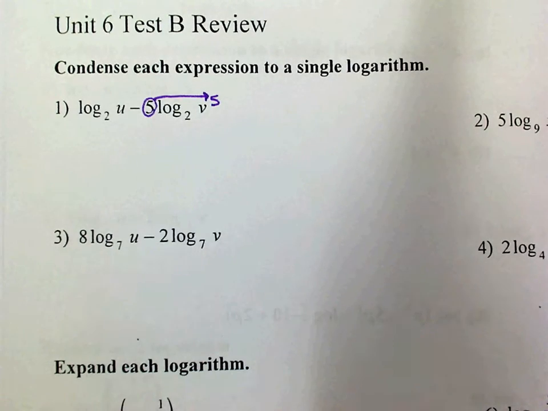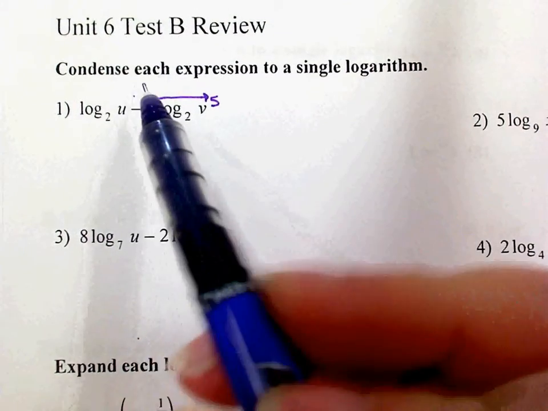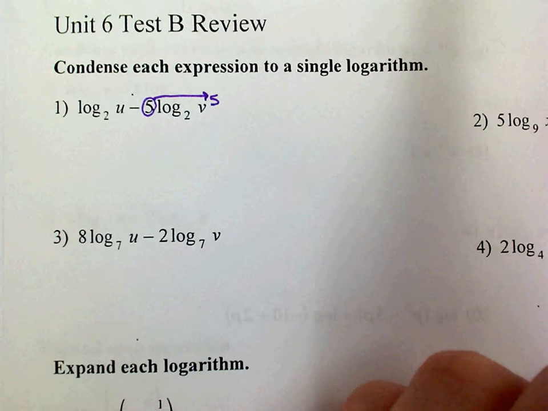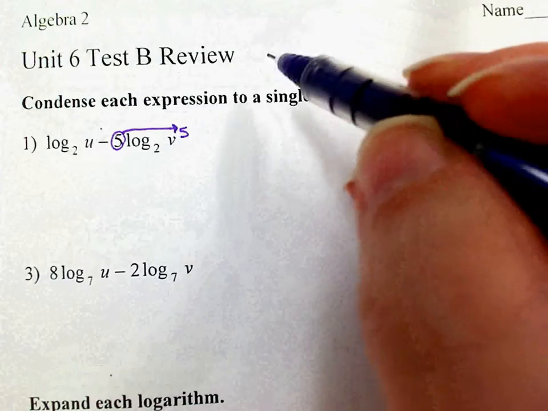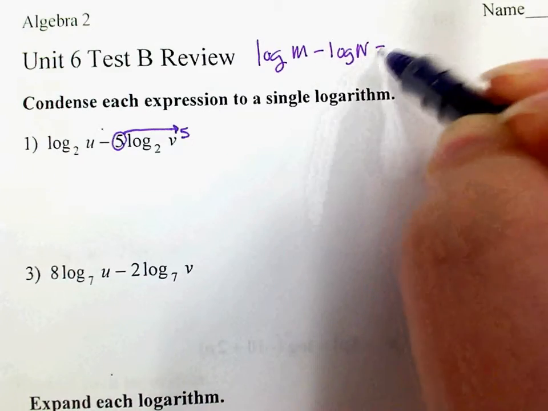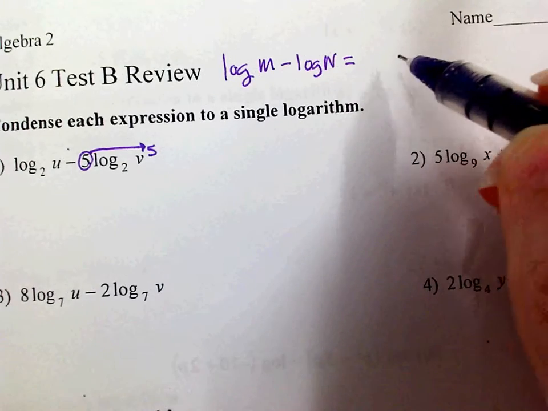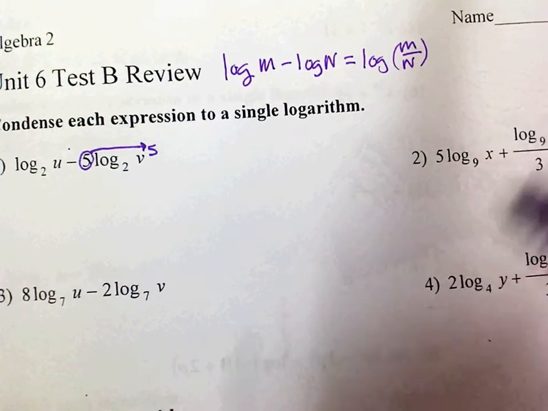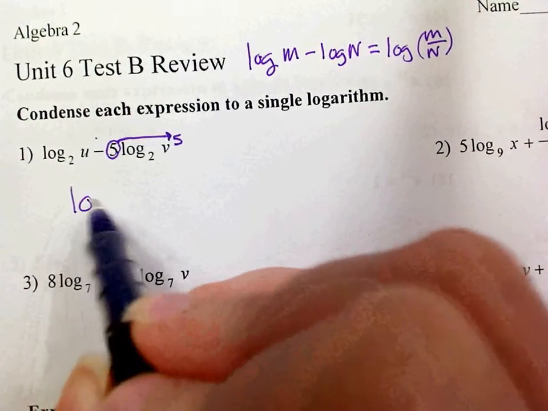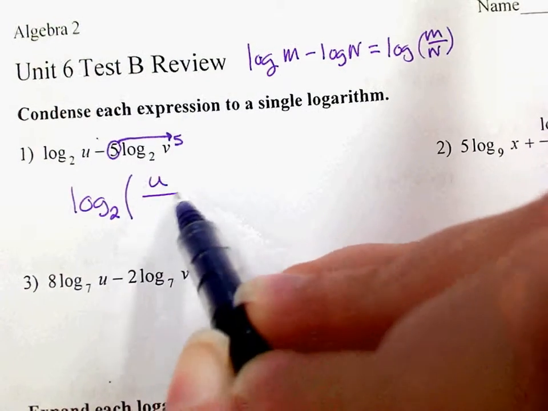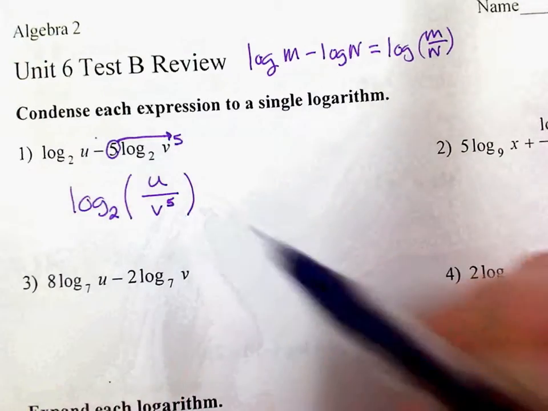Now, I heard someone say that we have to divide. Why? Because two logarithms are separated by subtraction, right? And here's what I know. I know that log of m minus log of n is log of m over n. So when I'm doing this, I've got log base 2 of what? U over v to the 5th power. And there we go.